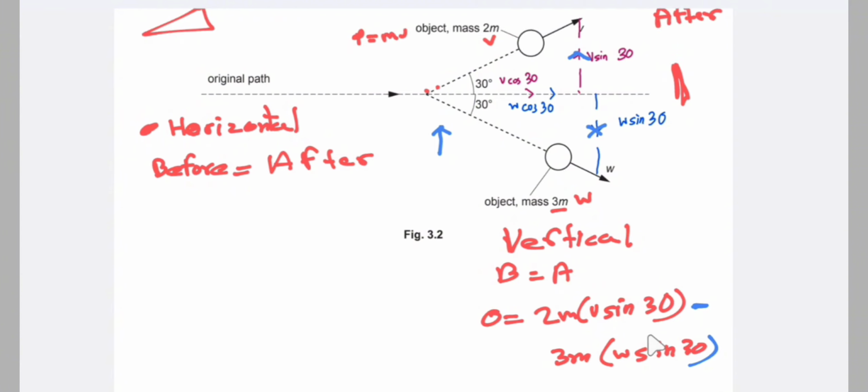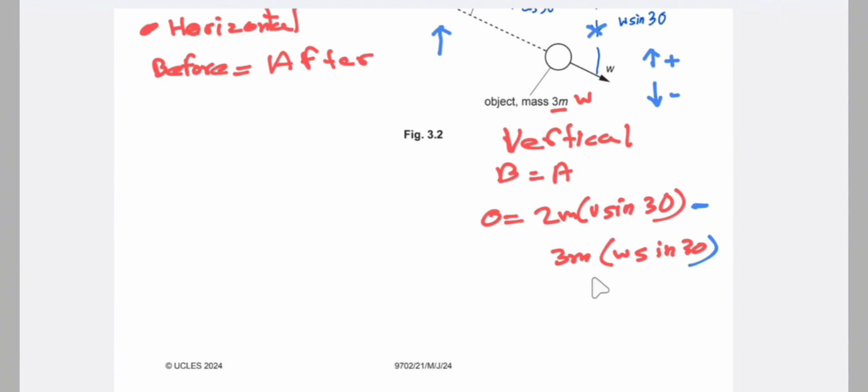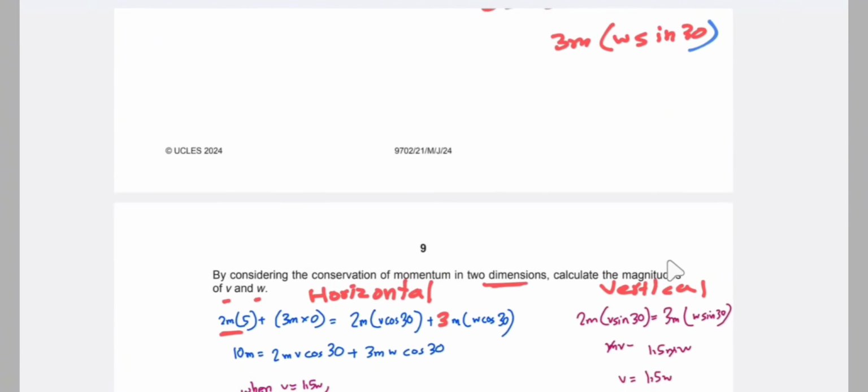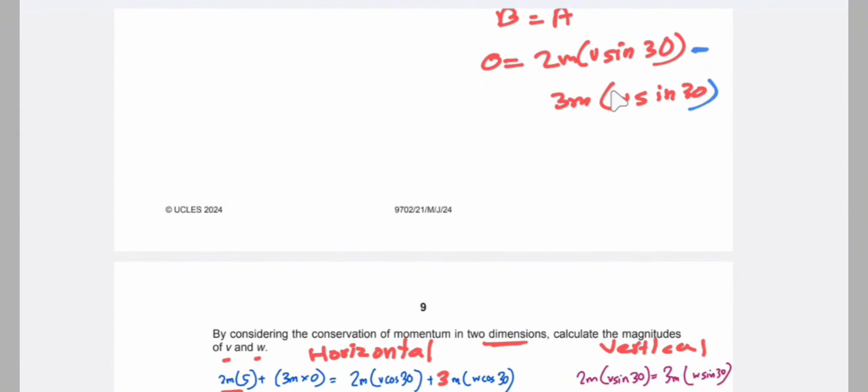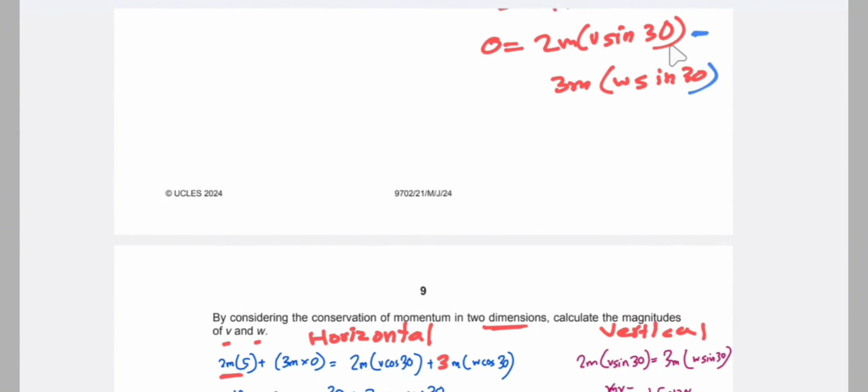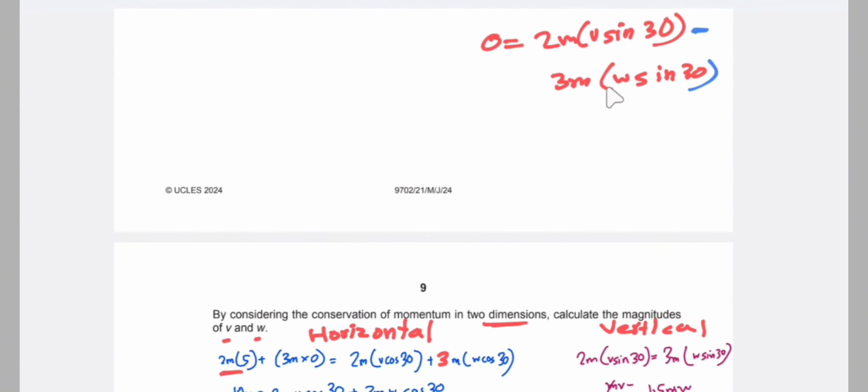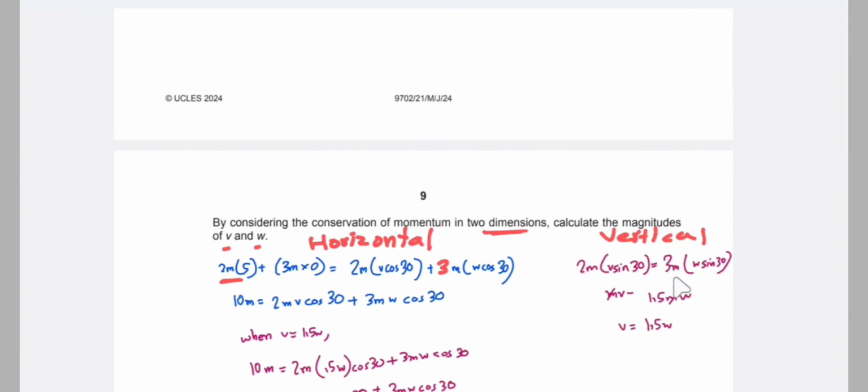So the downward movement is negative, and upward movement is positive. If we consider upward as positive, then downward is negative, so we place a negative sign. If we then solve, 2mv sin 30 is equal to 3mw sin 30. After solving, v is equal to 1.5w.